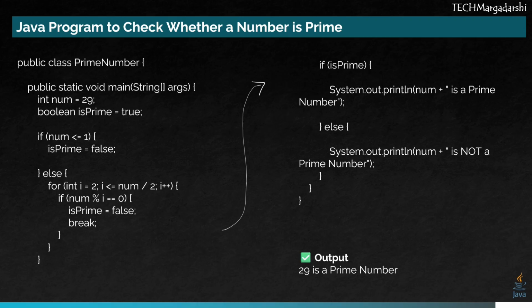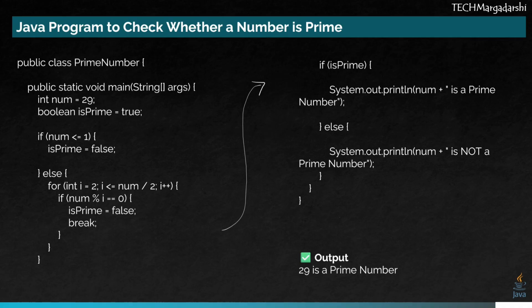Let's understand how to check whether a number is prime in Java. First, we declare an integer variable called num and assign it the value 29. We also create a Boolean variable isPrime and initialize it to true. If the number is less than or equal to 1, it cannot be a prime number, so we set isPrime to false. Otherwise, we use a for loop to check whether the number is divisible by any value from 2 up to half of the number.